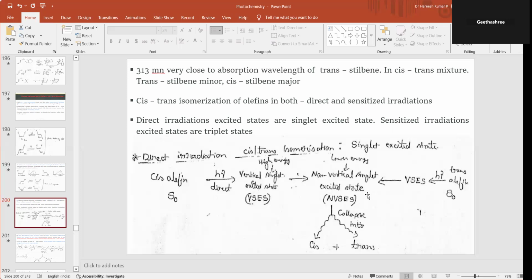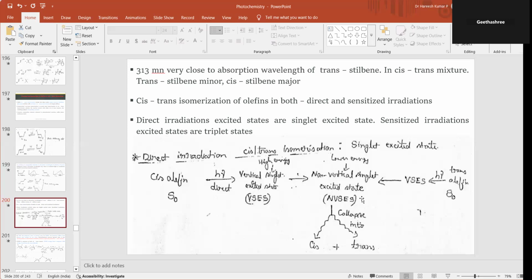So similar to your previous knowledge, any compound on irradiation will give you the singlet, which will convert into triplet. But in the case of olefin, we are using two different terminologies. The two terminologies are the vertical singlet excited state, which is nothing but a singlet only, and the non-vertical singlet excited state, which is something similar to the triplet one.